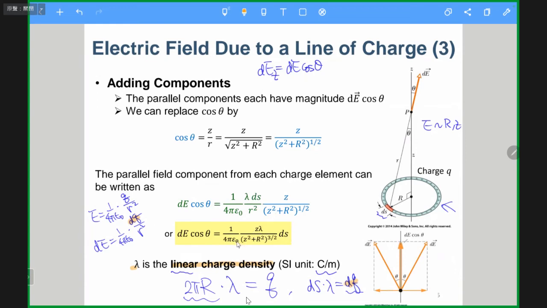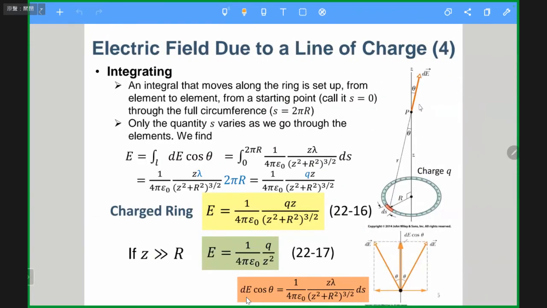So far it might look a bit complicated. But here it is. So this is the expression for dE cosine theta. So the next step is just to integrate for the whole ring, because just now we considered this a small segment, and then we try to integrate it over the whole ring. Then it will be the total E field generated by this ring on this point P.